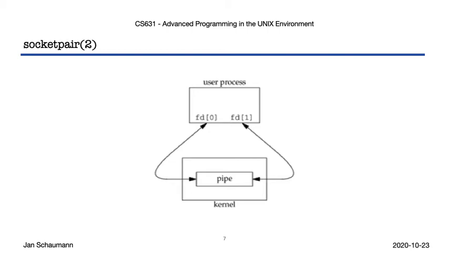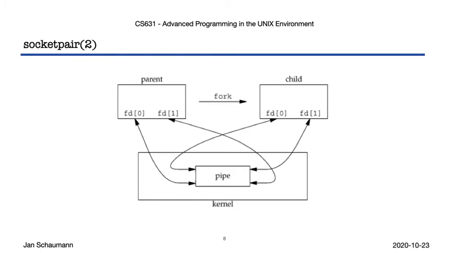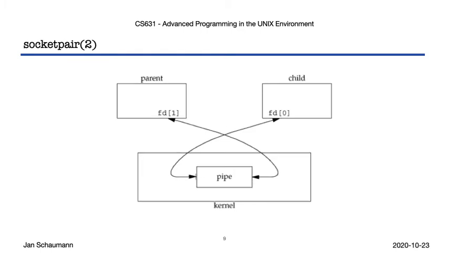So after calling socketpair, we find ourselves in a situation similar to after having called pipe, only this time both file descriptors can be used to read from and write to. As before, we'll call fork, and then close the unused file descriptors. Now we can perform bidirectional I/O in both the child and the parent on their respective file descriptors.